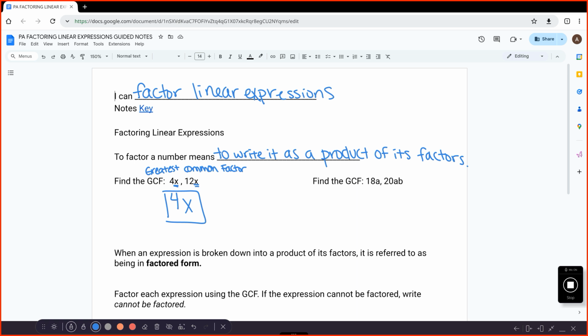Over here it says find the GCF of 18a and 20ab. So what is the biggest number that goes into both 18 and 20? That is 2. And then you'll notice that there is an a in both of these. So it would be 2a. B is not in both of these. It's only here. So we don't include B as our GCF.